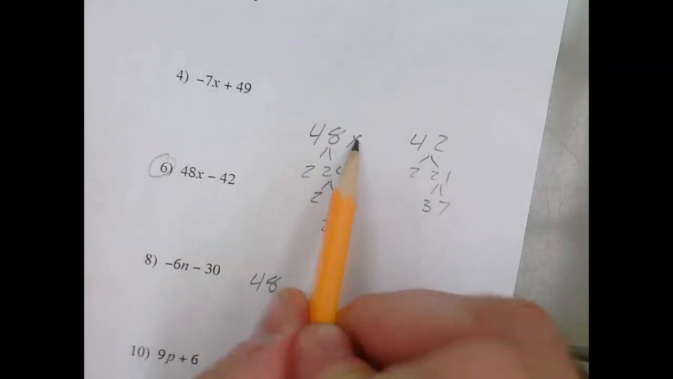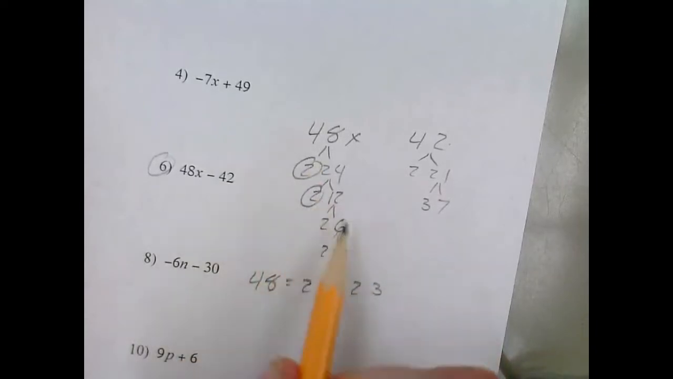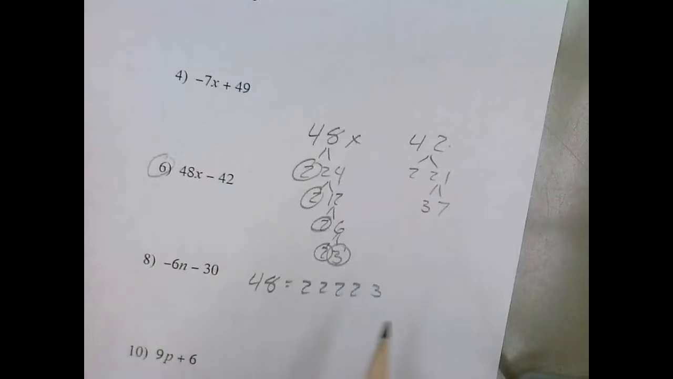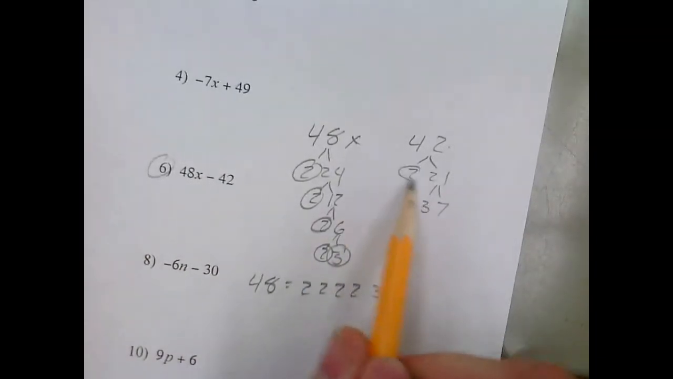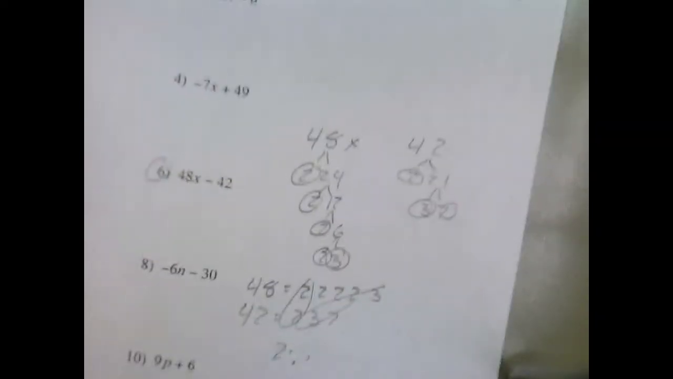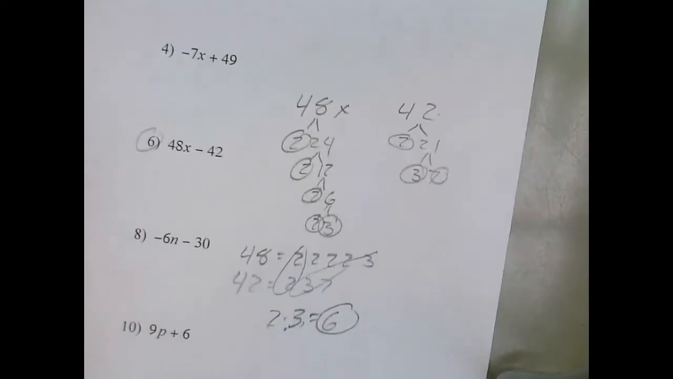The x was only common in this one. This one didn't have an x, so x is not a common factor. So I'm going to have 2, 2, 2, 2, and 3, again, ends of my factor trees. 2 times 2 times 2 times 2 is 16, times 3 is 48. I'm going a little faster here. You should know how to do this now. 42 is going to be 2, 3, and 7. So the greatest common factor is 2 and 3, and 2 times, oops, I'm getting ahead of myself, 2 times 3 is going to equal 6. So the greatest common factor of these guys is 6.